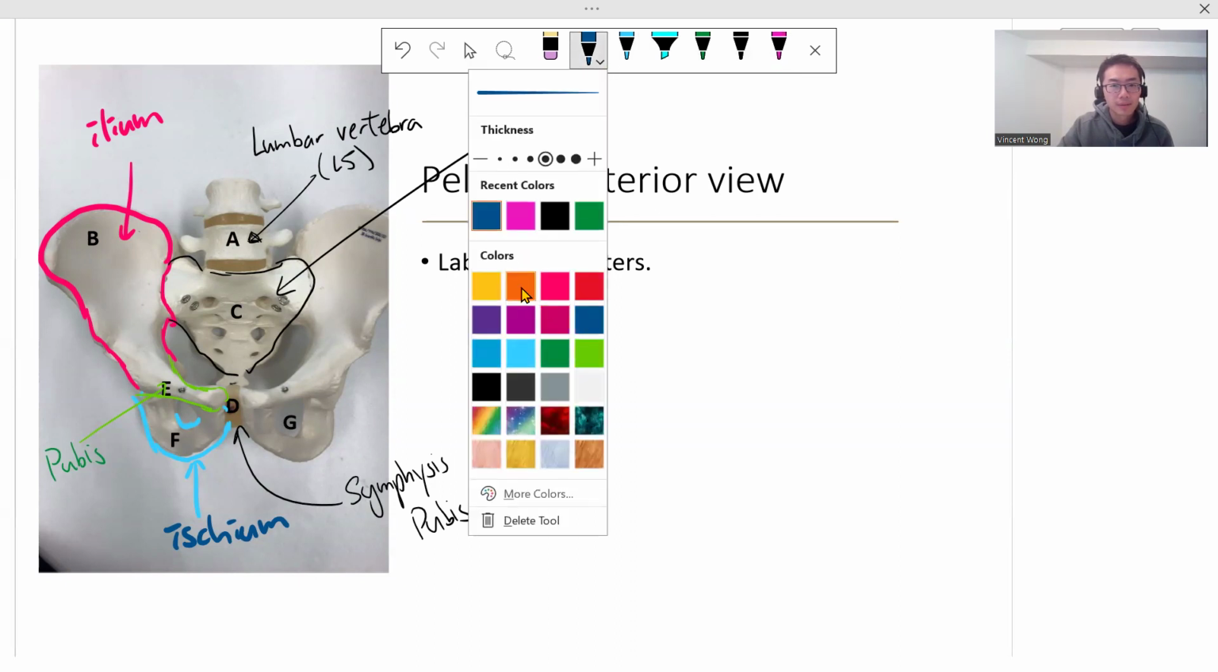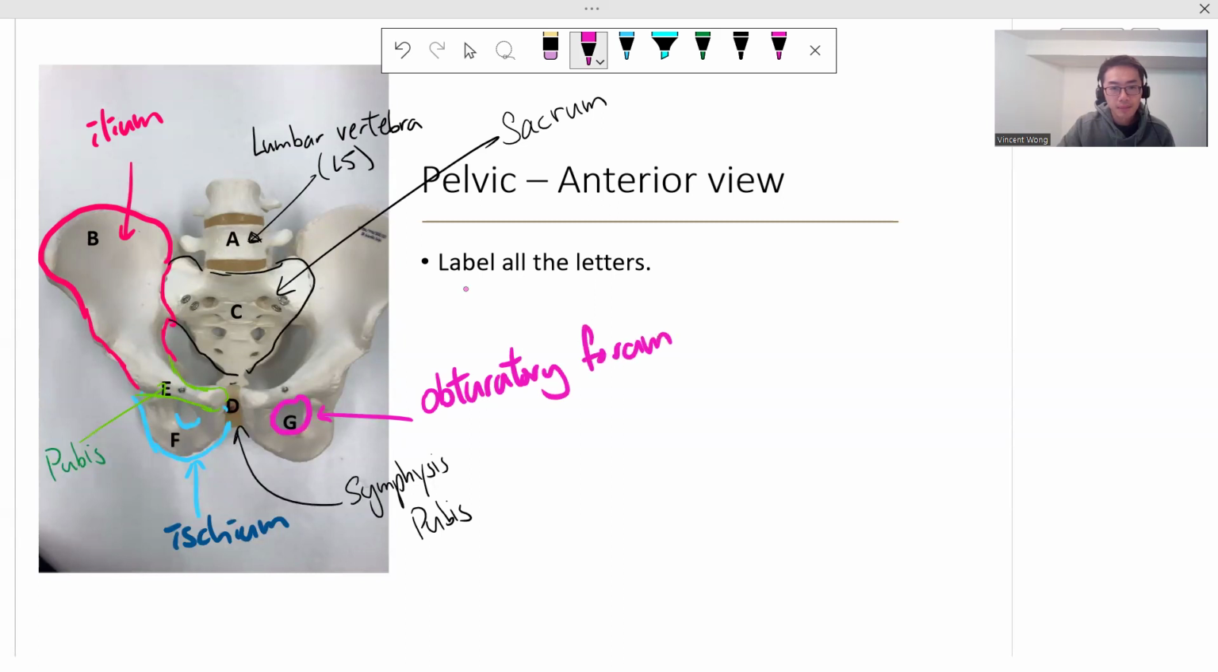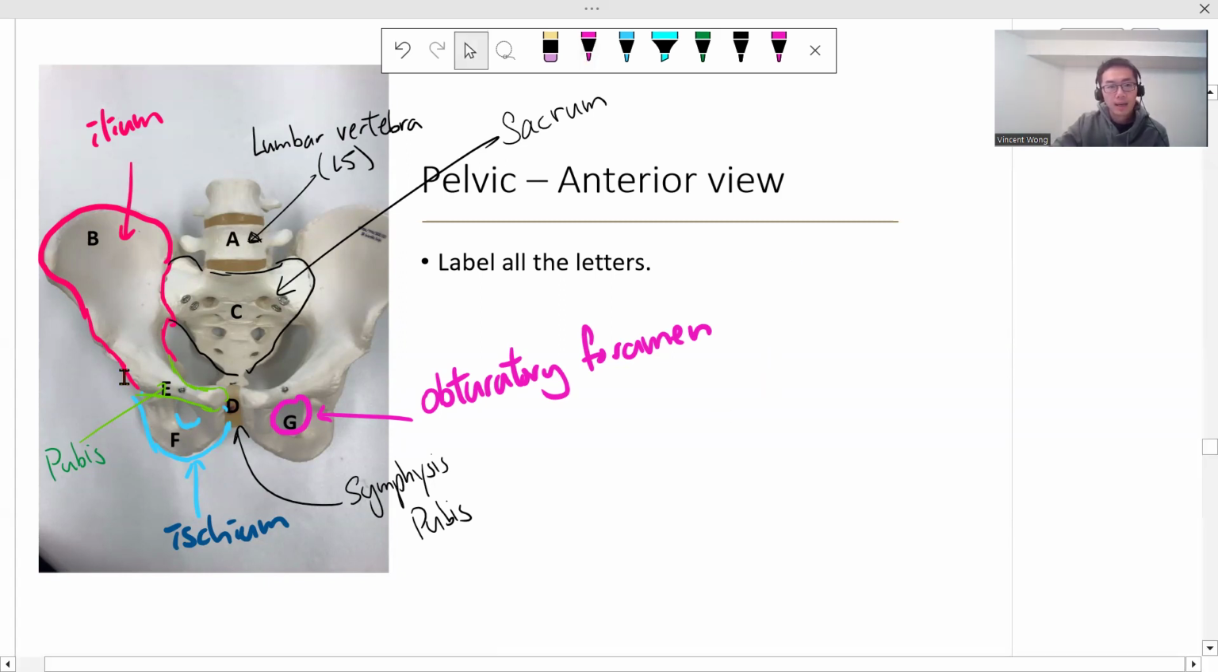Couple more things here. G, that's the obturator foramen. Remember, that's where you will have the blood vessels and the nerves going through to the legs, so we don't accidentally sit on them, right? Okay, so that's the front view of the pelvis.